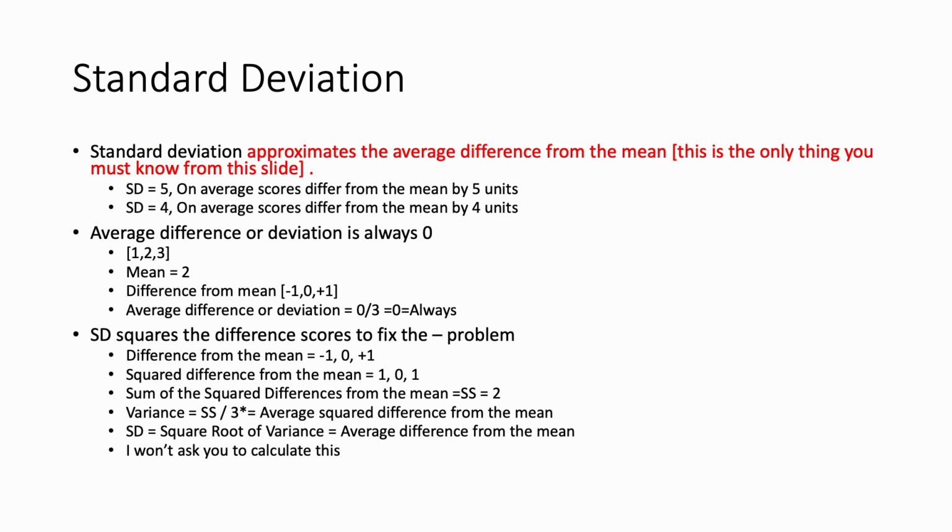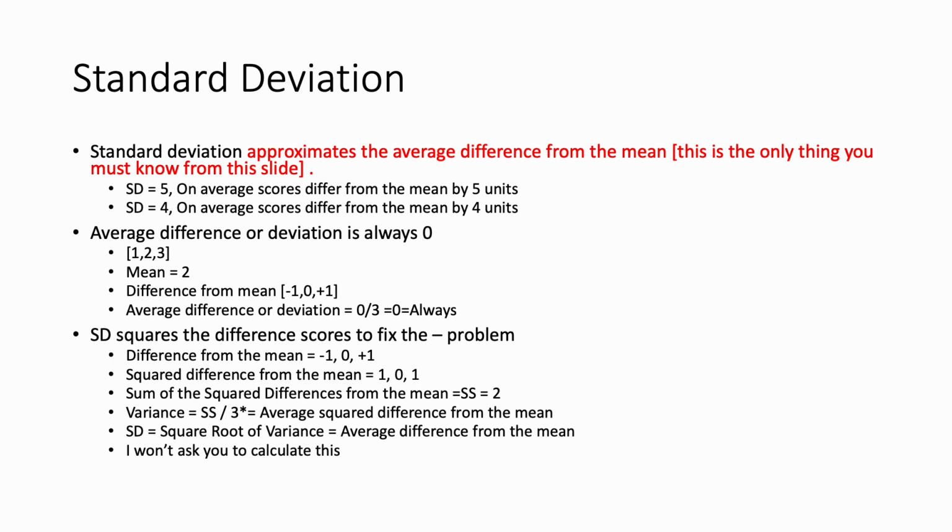Let me show you. Same difference scores, we're starting there. We have to get rid of the negative sign, so we square the difference scores from the mean. And then we calculate the sum of squares, which is just the sum of the squared difference scores from the mean. So if I sum my squared difference scores, I find my sum of squares is 2. Then, well, there were 3 difference scores that went into this calculation. Let's find the average squared difference. We give this statistic a name called variance. Variance is the average squared difference from the mean, and that's just the sum of squares divided by 3.